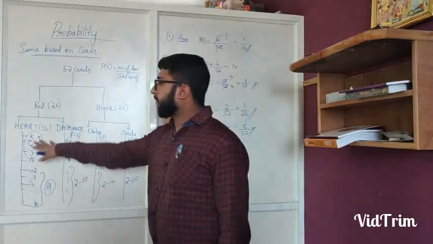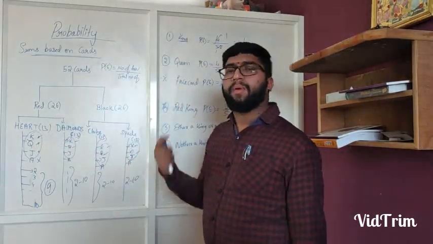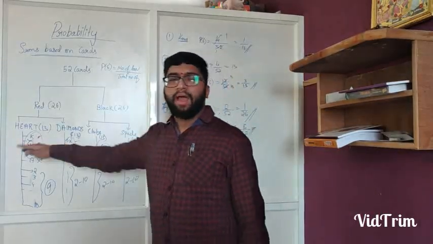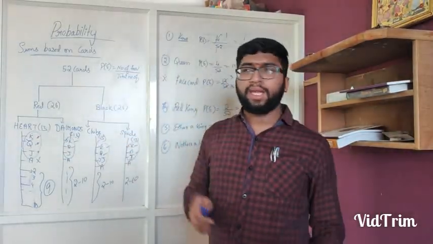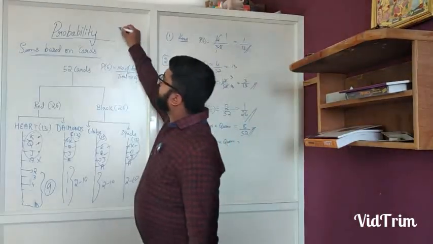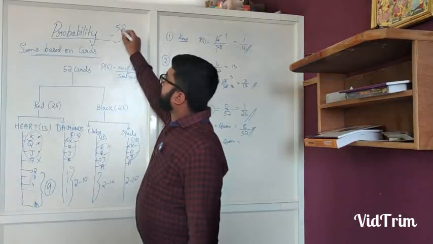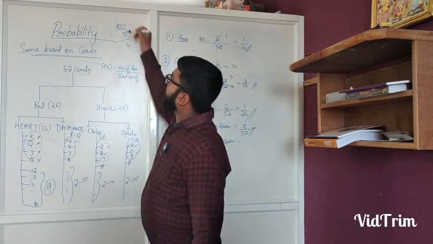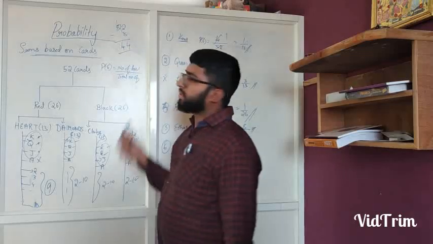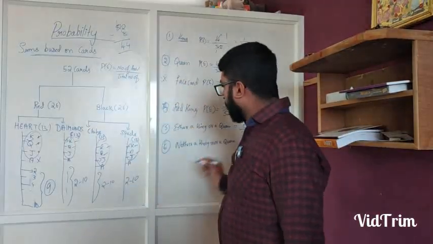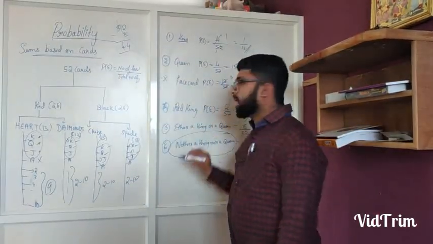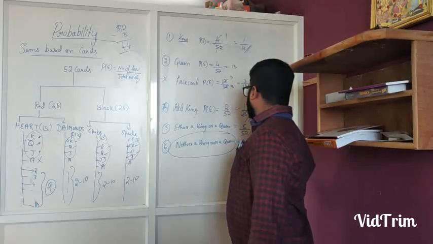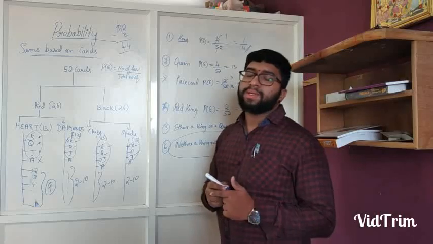So totally you are having 52 cards. Among those 52 cards, you are having 4 kings and 4 queens, totally 8 cards. So what you can do is 52 minus 8, it is 44. 44 plus 8 is 52. So whenever you get neither a king nor a queen, the answer will be 44 by 52. So this becomes your answer.